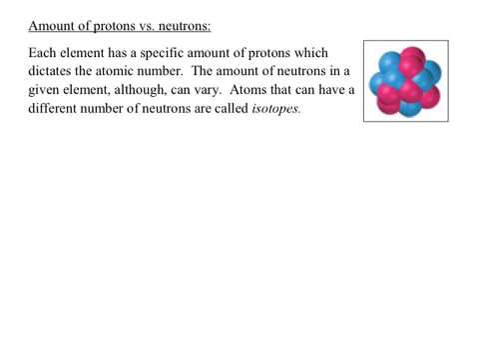Let's take a look at the amount of protons versus neutrons. Each element has a specific number of protons, which dictates its atomic number. For example, what's carbon's atomic number? 6. What's its mass? 12. But I've heard of carbon-14. What's that? It's an isotope, another form of that atom with a different number of neutrons. The number of neutrons in a given element can vary, and atoms with different numbers of neutrons are called isotopes.